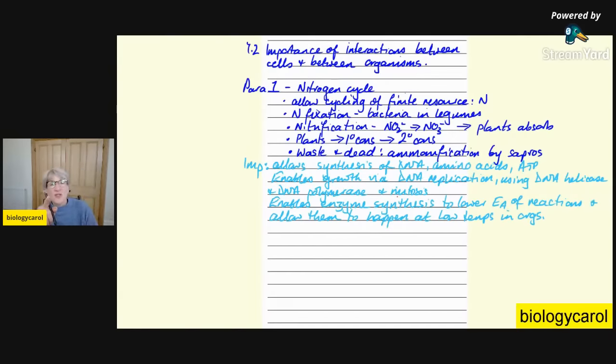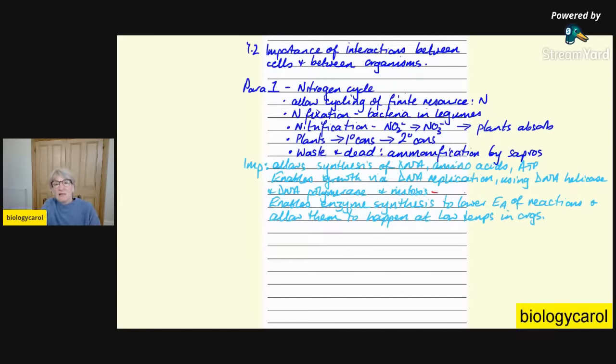Now notice, I haven't just finished there. I'm now going to launch into my A-level standard via DNA replication using DNA helicase and DNA polymerase, plus mitosis to bring about that cell division.